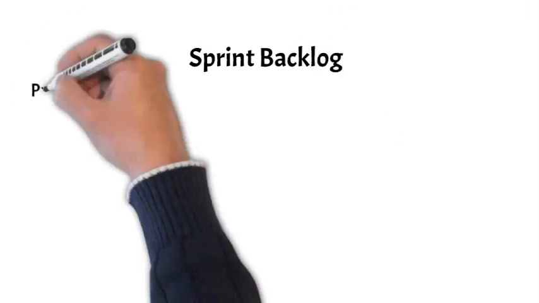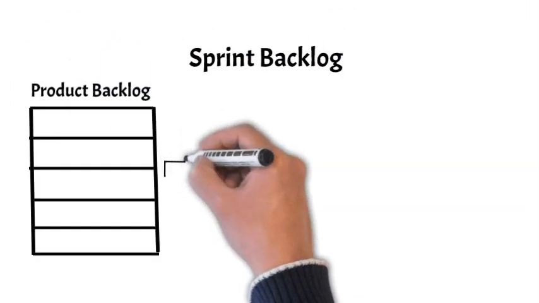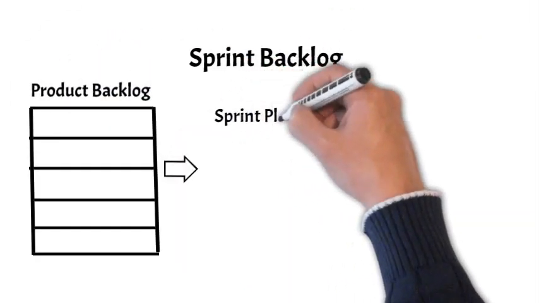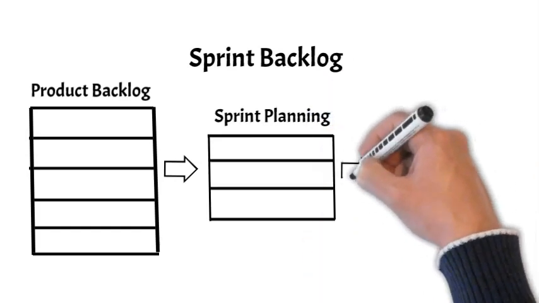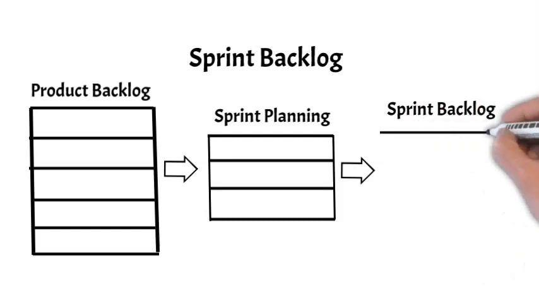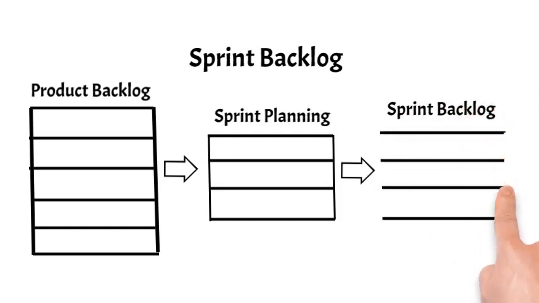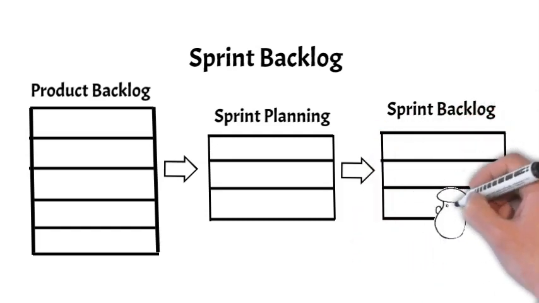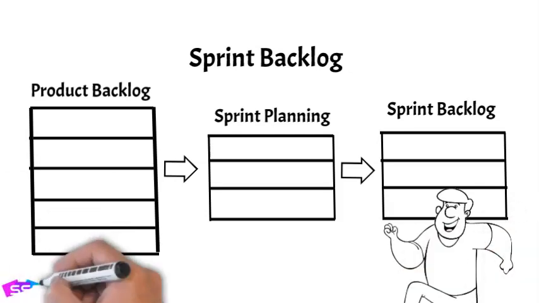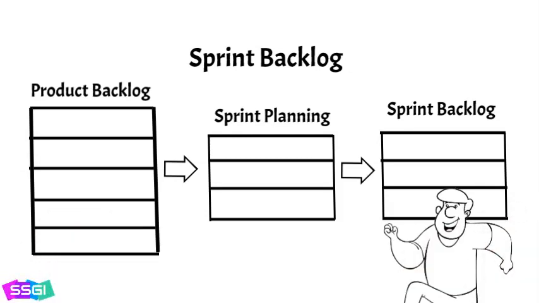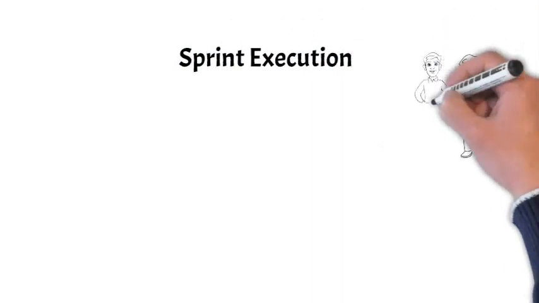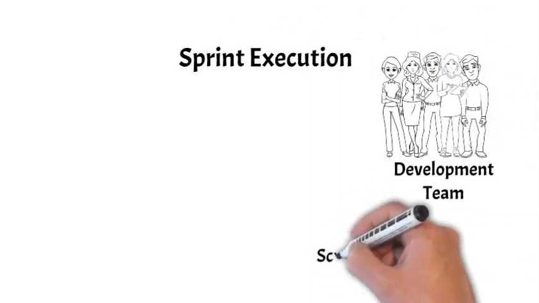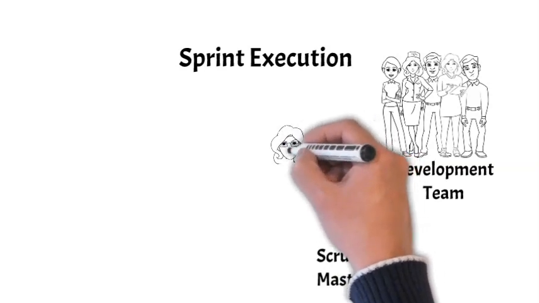At the completion of sprint planning, the features and requirements that will be executed during the next sprint are formalized in a document called the sprint backlog. The sprint backlog is really a subset of the product backlog, defining what will be accomplished during the coming sprint. The development team is responsible for completing the work defined in the sprint backlog.